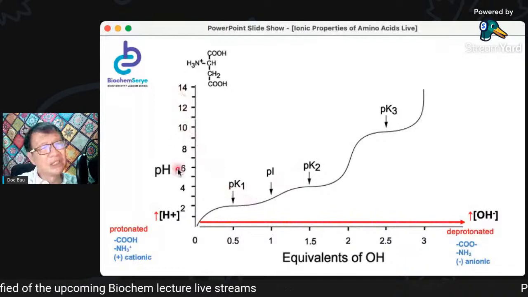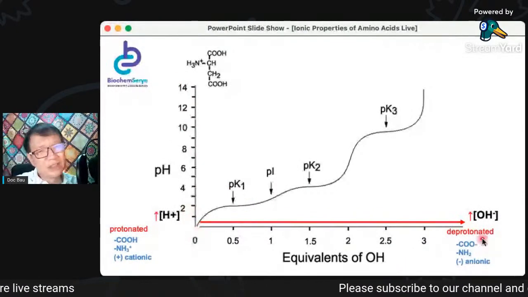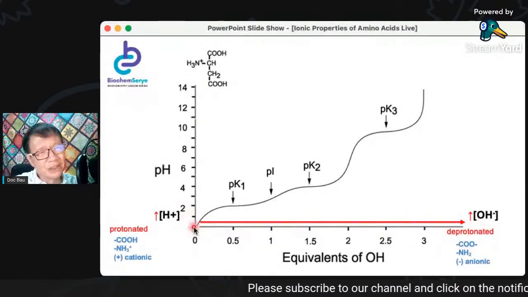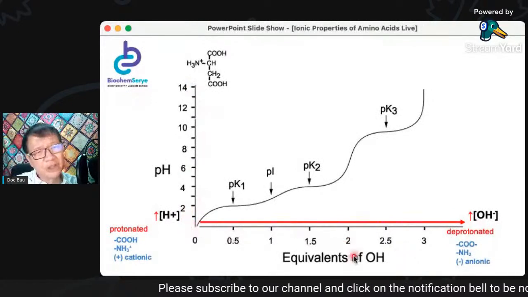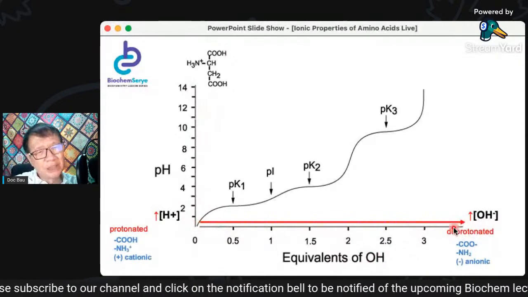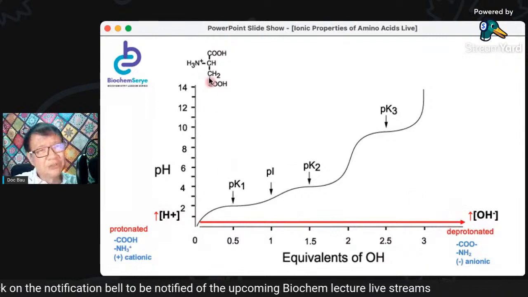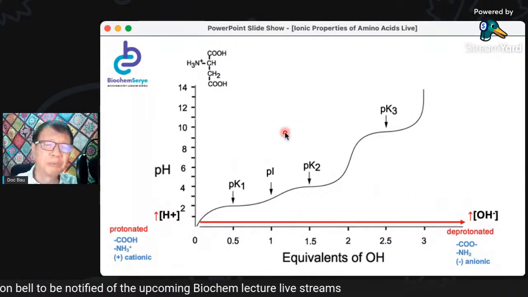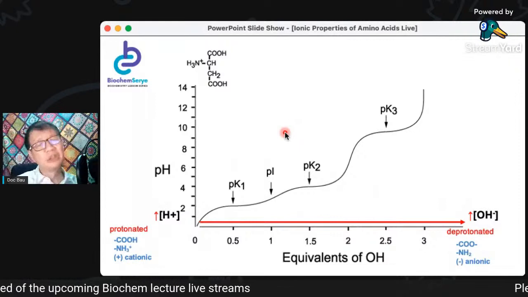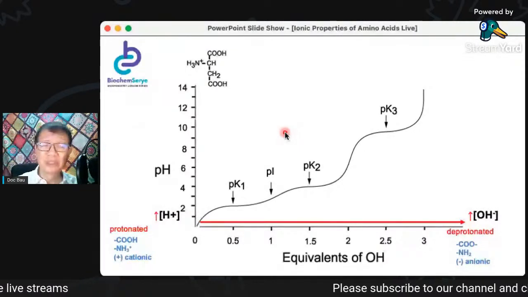So let's orient ourselves. This is your pH zero. This is 14. You add your hydroxide ion. So in other words, when you go to the right, what happens? Your hydrogen ion concentration decreases, so your functional groups will have to deprotonate in their proper sequence.